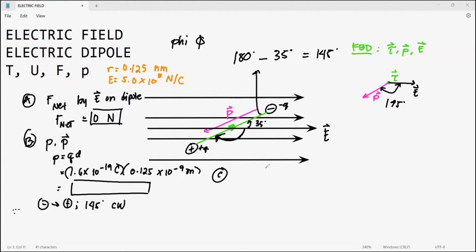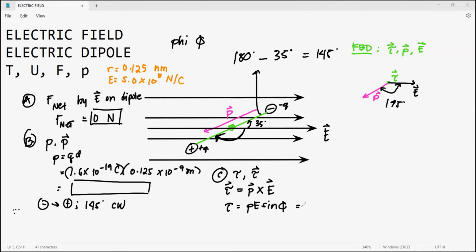Right, now for letter C, we've got to know the magnitude and direction of our torque. Now I'll have tau, and I also have vector tau here. For vector tau, we need the vector tau equal to our P cross E. Then that would look like PE sine phi.